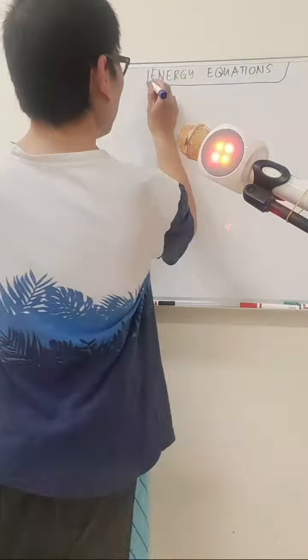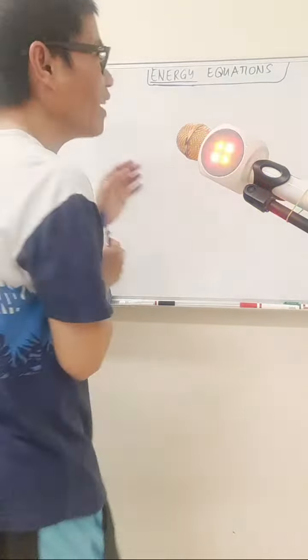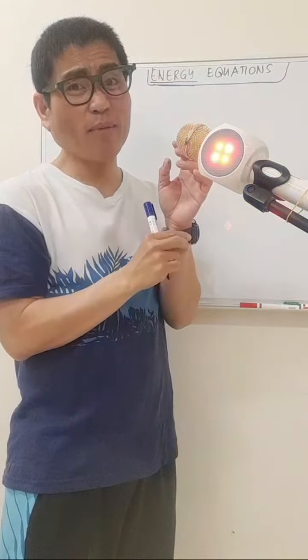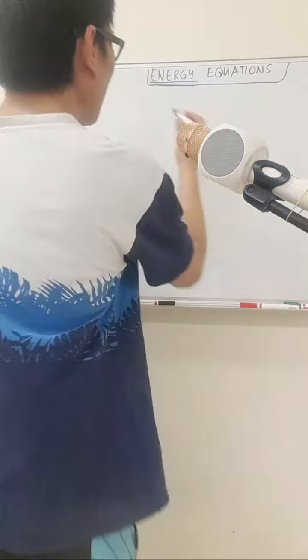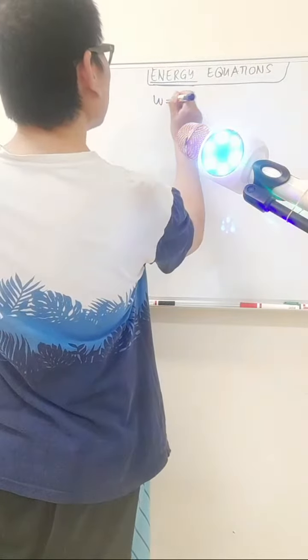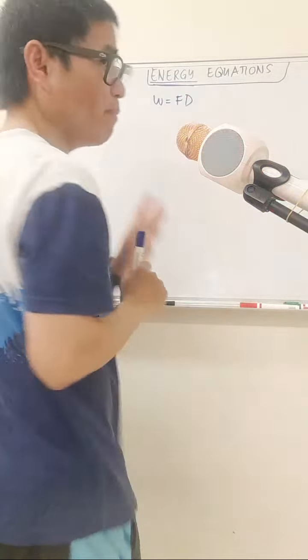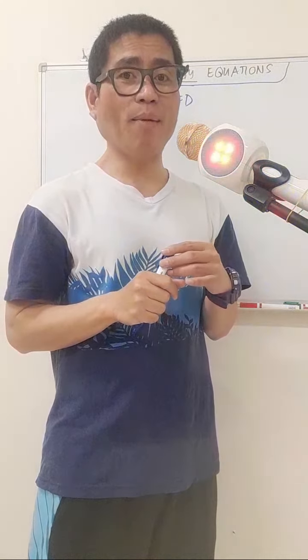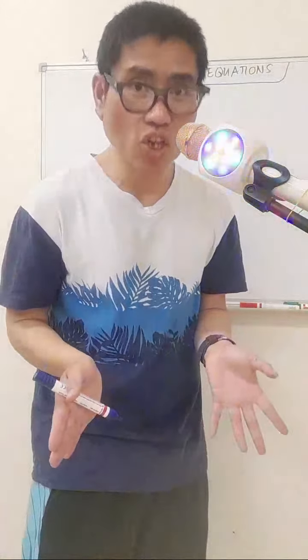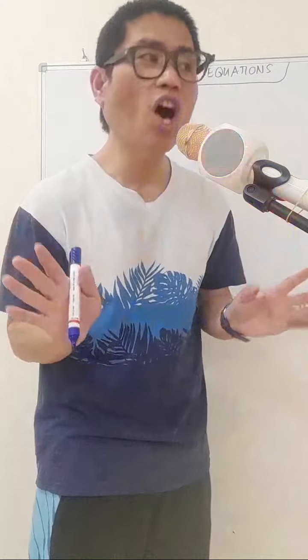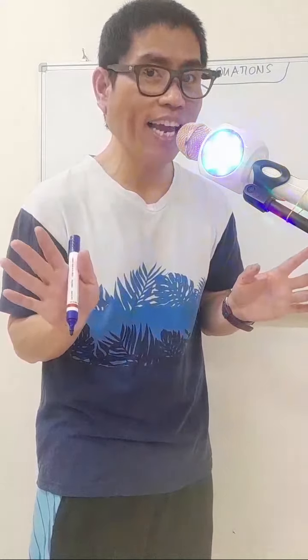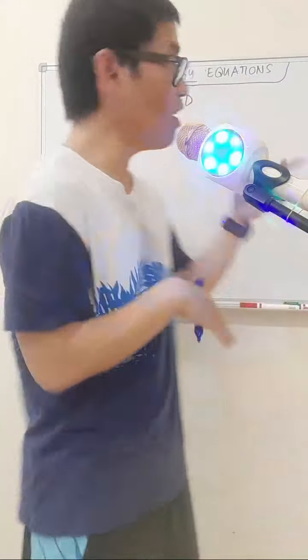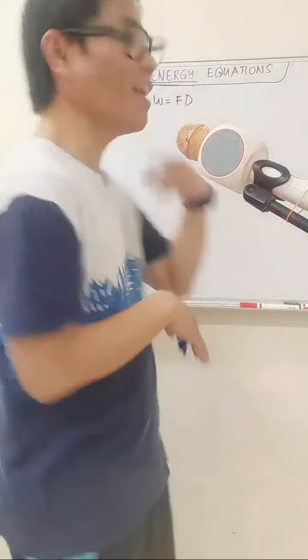Okay, energy. Work is equal to force times distance. Okay, work is equal to force times distance. Then this is applicable only to the horizontal direction. What if, for example, I try to move this chair in an inclined position with a certain angle of inclination, what will happen? This will not be the same anymore as work is equal to force times distance.